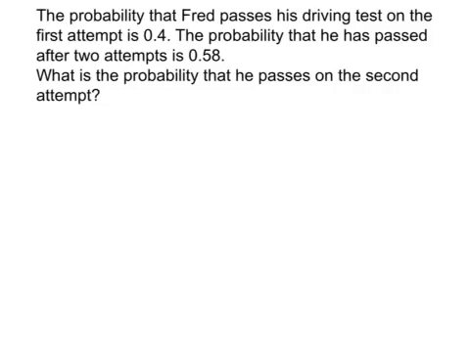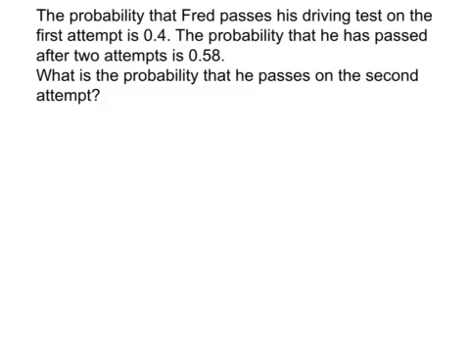Okay, so here we've got a fairly straightforward probability question. The probability that Fred passes his driving test on the first attempt is 0.4. The probability that he's passed after 2 attempts is 0.58. What's the probability that he passes on the second attempt? Way I'd approach this, tree diagram.